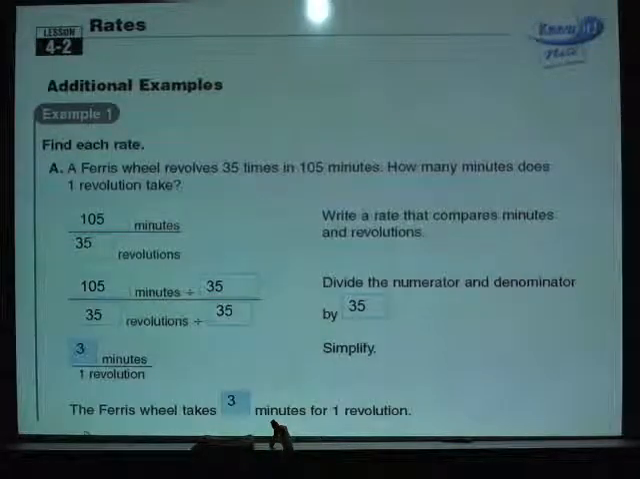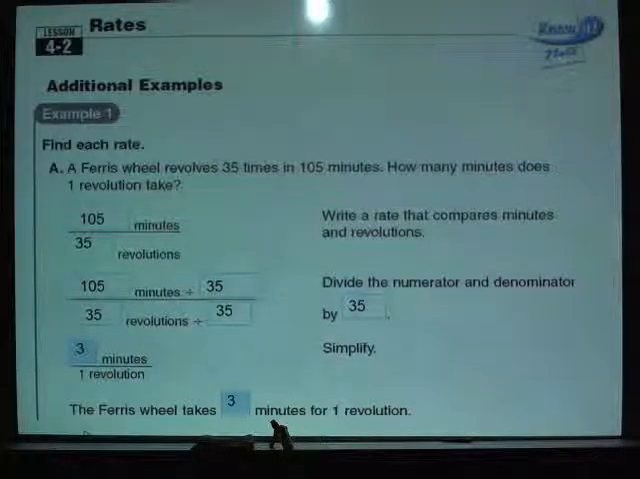Alright, so let's go ahead and look at number 1 here. Part A says a Ferris wheel revolves 35 times in 105 minutes. How many minutes does one revolution take? Since they're asking how many minutes one revolution takes, that means they want the bottom number to become a 1, which means revolutions is going to have to go in the bottom. Again, that's what this section is mainly about: unit rates, making the bottom number become 1.